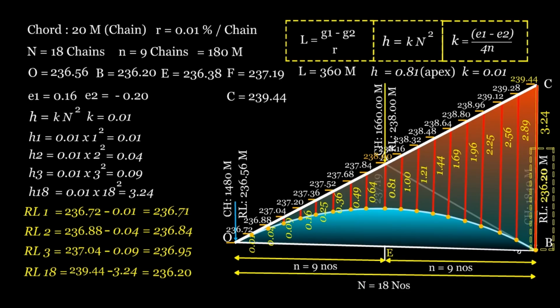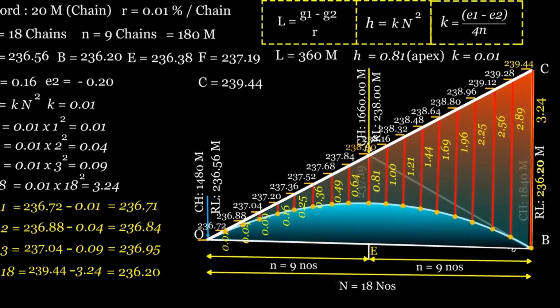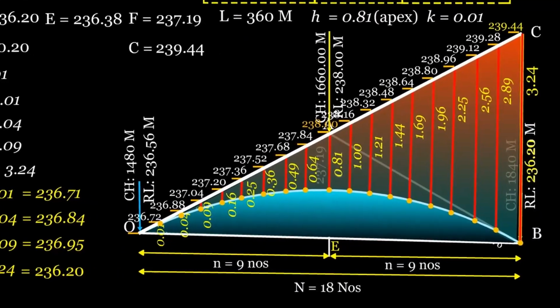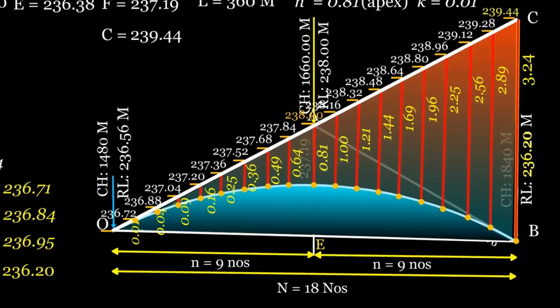This is the procedure for designing a vertical curve. By using the derived formulas for curve length, rate of change of grade, tangent correction, and final reduced levels, we can ensure the accuracy and smoothness of the design.